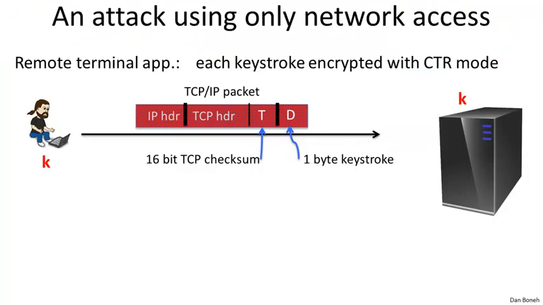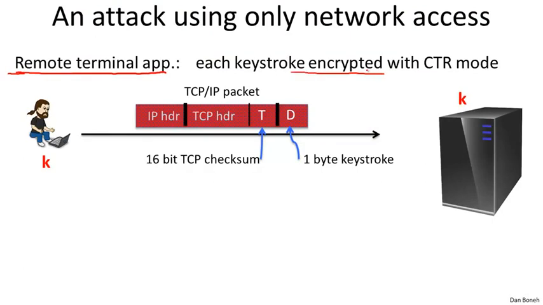I want to show you another tampering attack that only requires network access to traffic. It doesn't actually require the attacker to be present on the decryption machine. So let's look at an example where there's a remote terminal application where every time the user hits a keystroke, basically an encrypted keystroke is sent over to the server.